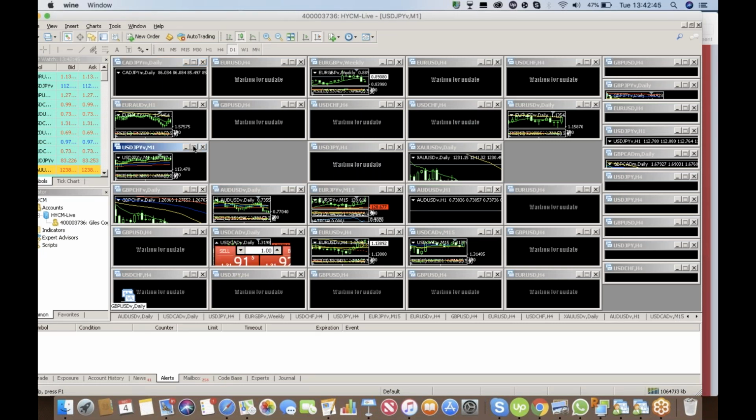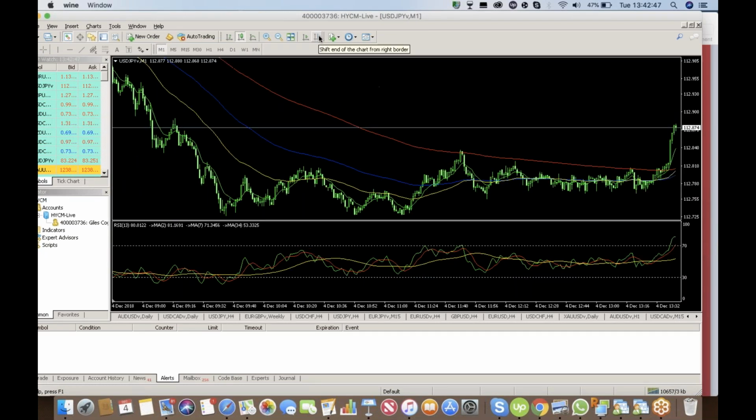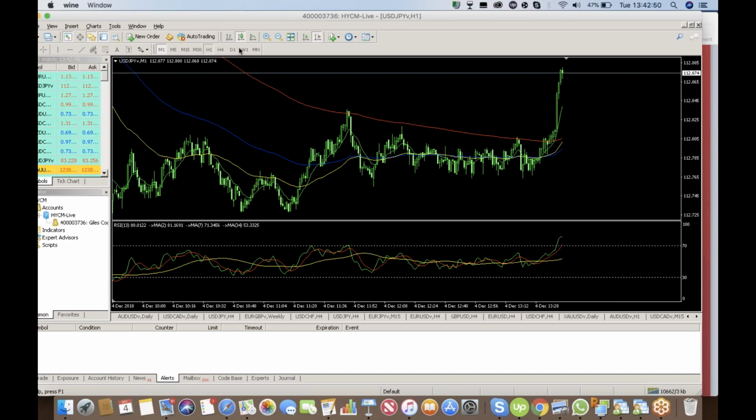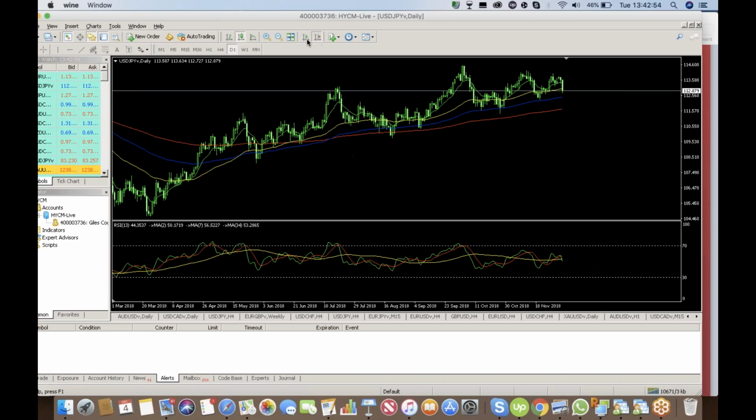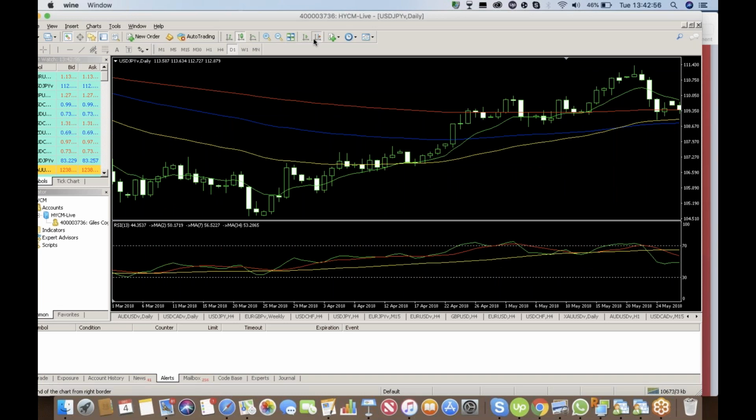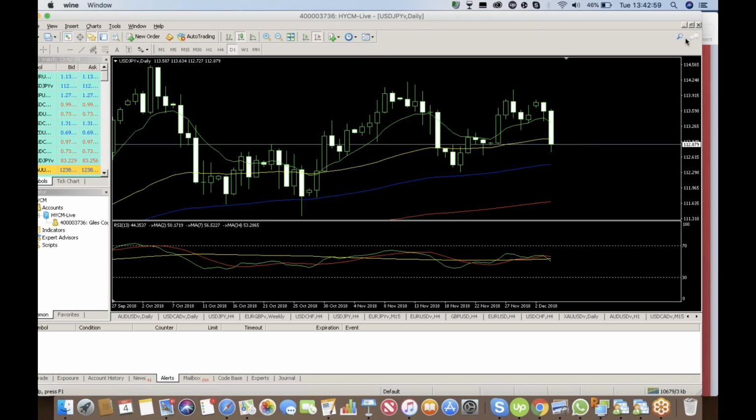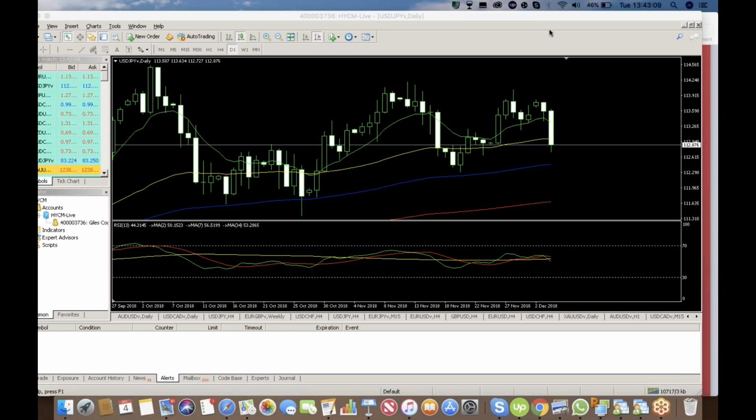Here we go. And we go to the daily chart. Okay, and this is what we can see. We can see that this is exactly what we expected. We're seeing weak US dollar, we're seeing strong Japanese yen. We know the fundamental reasons for this. It's the falling Treasury yields.